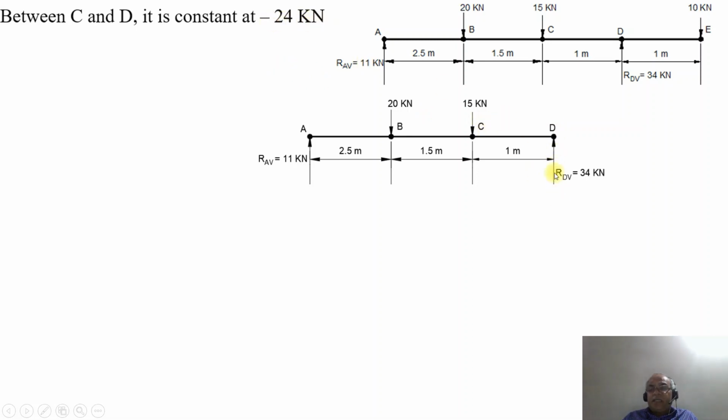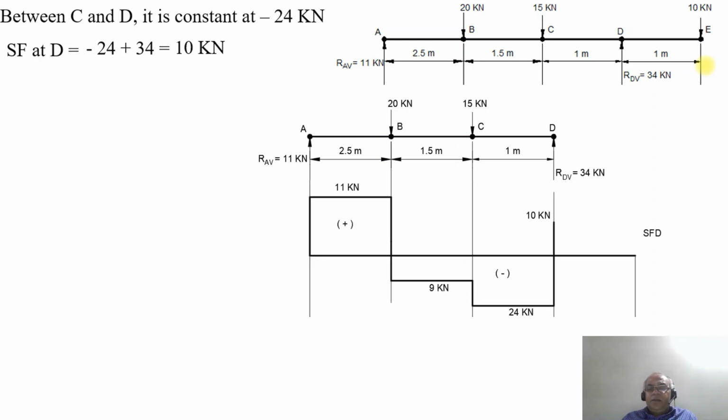So at the point D, which is acting upwards by plus 34 kilonewton, SF at D will be equal to minus 24 plus 34, which is going to be plus 10 kilonewton, which is a positive value. So here at the point D, due to the point load acting upwards, the SF increases from minus 24 to plus 10 kilonewton, because of the point load acting upwards at the point D by 34 kilonewton.